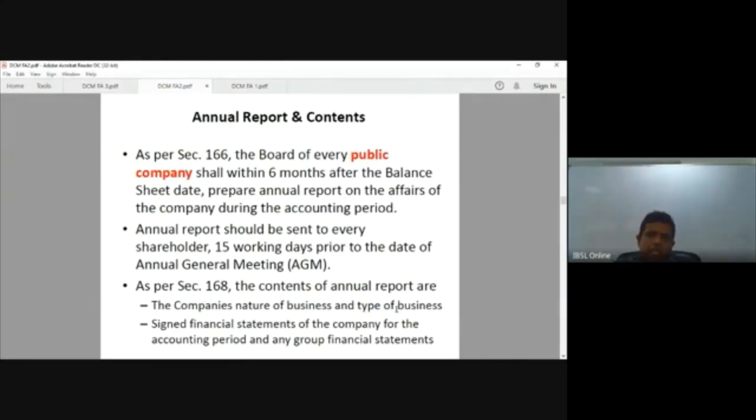This is specifically for the requirement under section 166, for public limited companies. The board of every public limited company shall, within 6 months after the balance sheet date, prepare a statement called the annual report on the affairs of the company during the accounting period. The annual report should be sent to every shareholder 15 working days prior to the date of the annual general meeting, right?